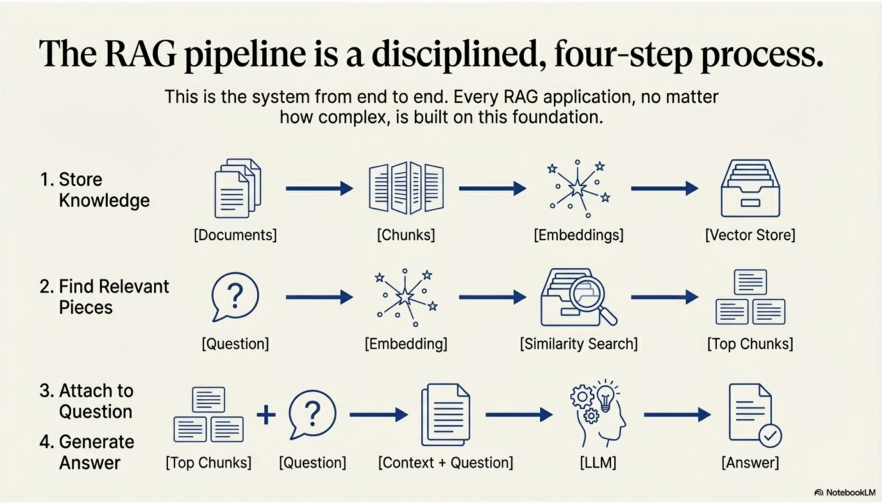The RAG pipeline is a disciplined, four-step process built on this foundation. First, we store knowledge. Documents are turned into chunks, embeddings, and saved in a vector store. Second, we find relevant pieces. The question is embedded, and a similarity search returns the top chunks. Third, we attach to question. The chunks and question form the context. Finally, we generate answer using the LLM.